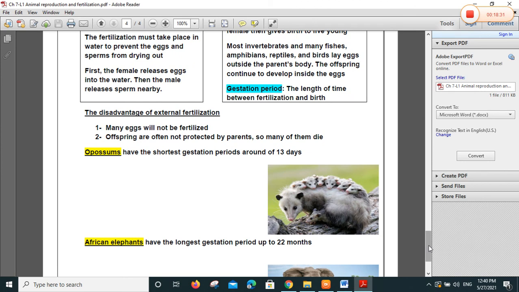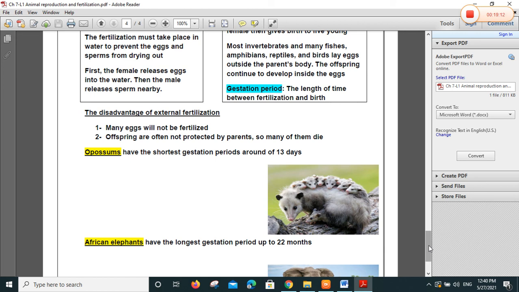What is the advantage of external fertilization? Many eggs. The advantage is that the parents do not have to worry about what happens to the eggs. But the disadvantage of external fertilization is that many eggs will not be fertilized, and the offspring are not protected by their parents. Fish lay eggs and leave them in water. Amphibians lay eggs and leave them in water.